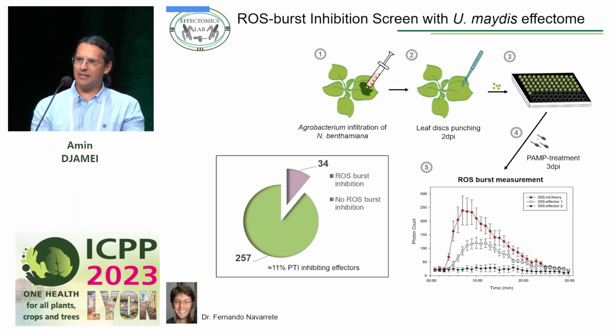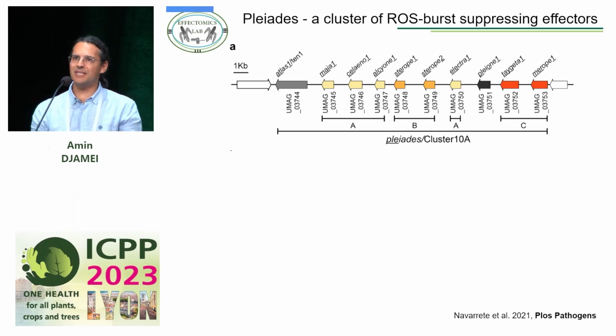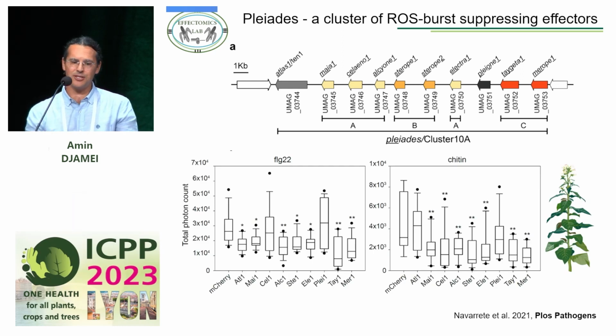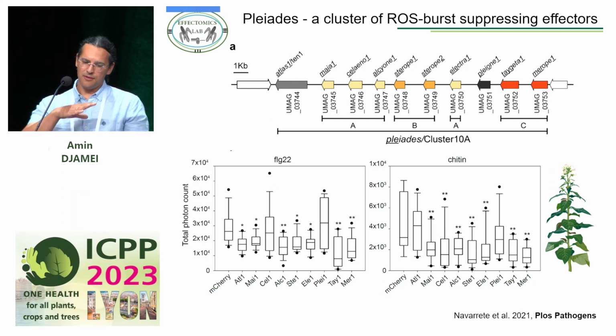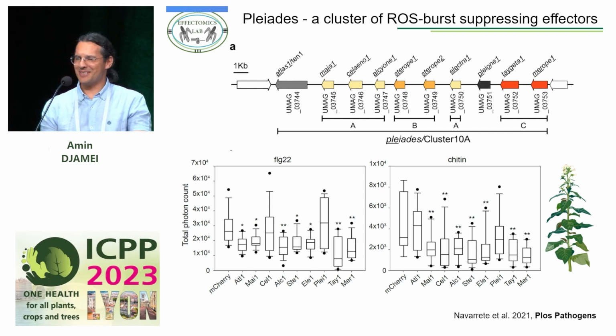When we mapped these effectors in the Ustilago maydis genome, we saw that 10 of them were mapping to the same locus in a cluster. That was surprising to us. He tested chitin as well as flagellin, and you see here the area under the curve plotted, and the smaller the bar is, the more suppressive in terms of ROS burst suppression these effectors are. He analyzed 2 of them in more detail, but I will not summarize this, or I will summarize it because it's all published.